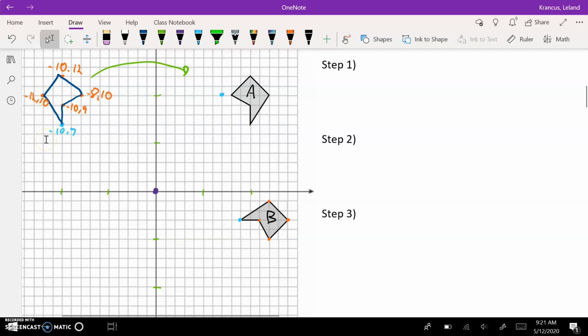So that means negative 12, 10 becomes 10, 12. Negative 10, 12 becomes 12, 10. 8, 10 becomes 10, 8. Negative 10, 9 becomes 9, 10. That should be all of them. Let's see if I did this correctly.